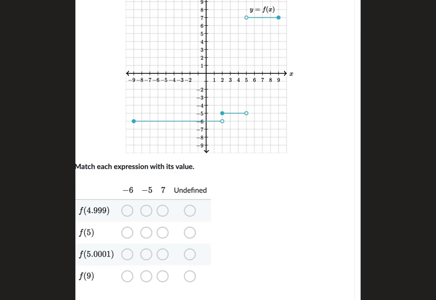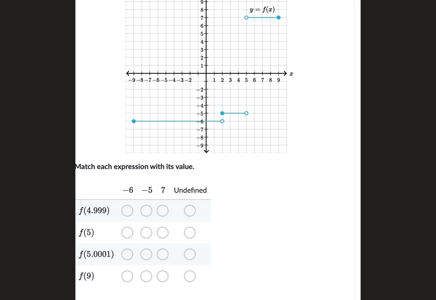Okay, let's take a look at a couple of these evaluating step function problems and see if we can understand what they want us to do. First thing they're doing, when they ask f of something, they're saying, what's the height of the function when this thing in the parentheses is the x value? And when they're saying 4.99, what they want you to recognize is it should be just slightly less than 5. So 5 is right here.